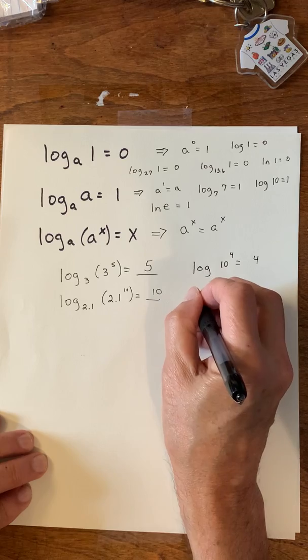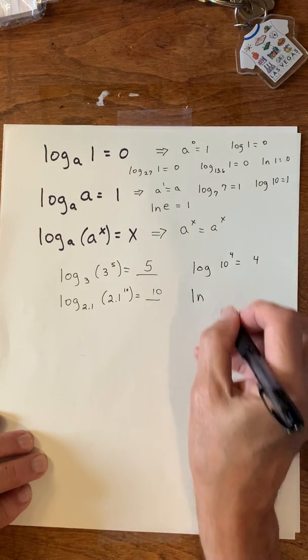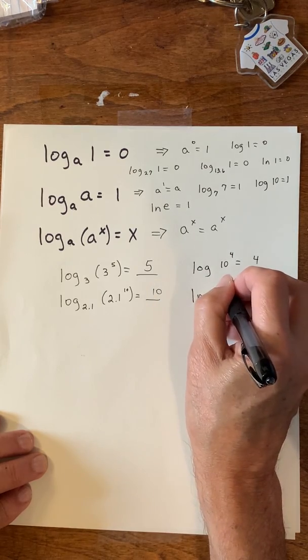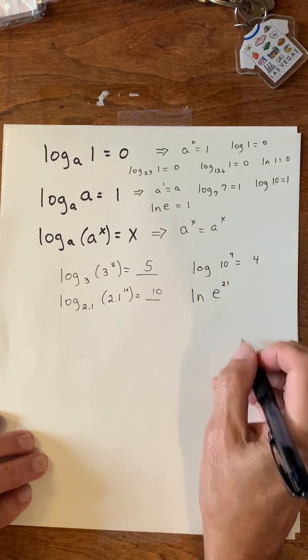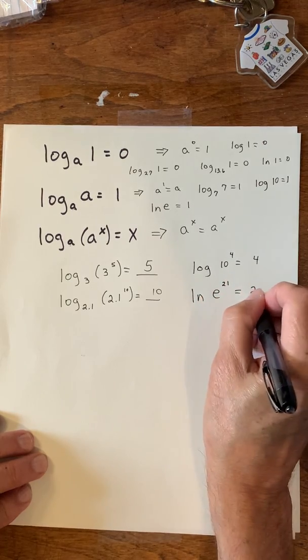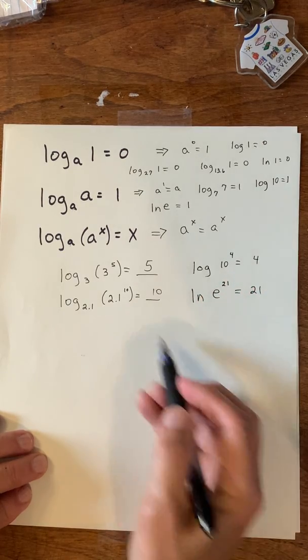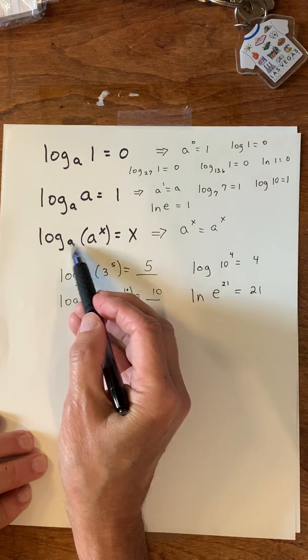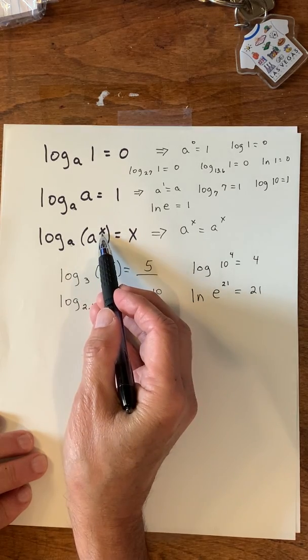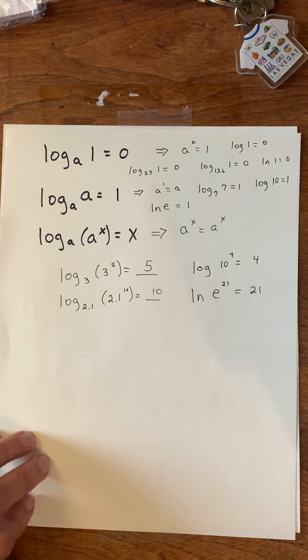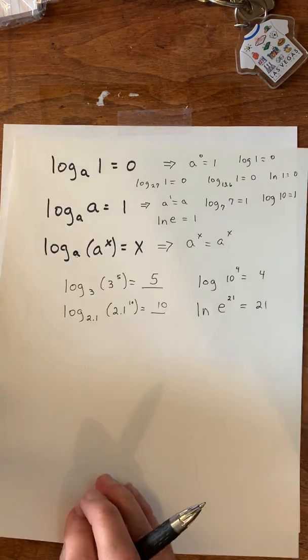And look at this one. Log base e of e to the 21st power is just 21. So if these two are identical, my solution is simply going to be my exponent. We're going to refer to this a little later on, working our problems.